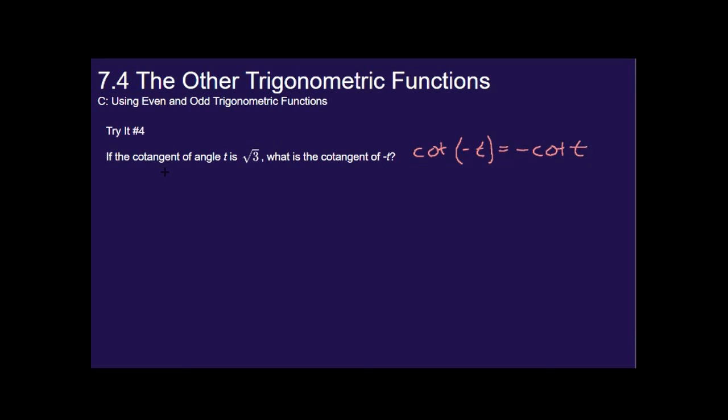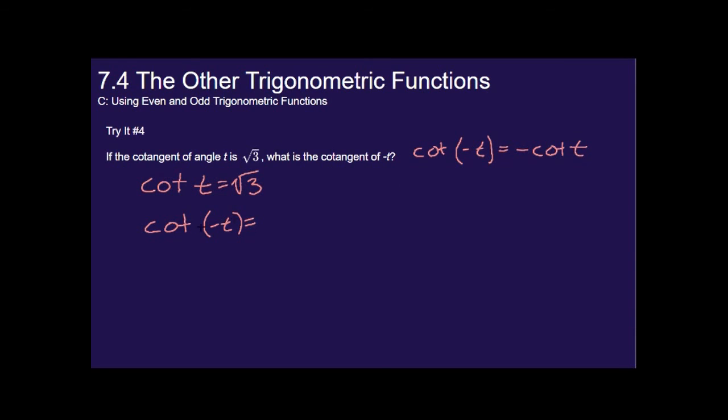Okay, so if the cotangent of angle t equals square root of 3, what is the cotangent of negative t? So we're given that the cotangent of t is equal to square root of 3, and we need to know what the cotangent of negative t equals. Okay, pause the video, see if you can figure that out, and then come back.